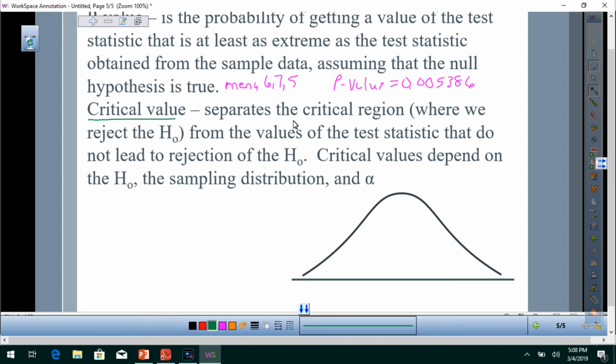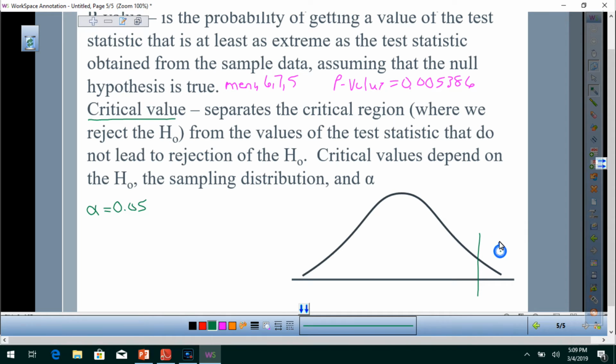The critical value separates the critical region, where we reject the null hypothesis, from the values of the test statistic that do not lead to the rejection of the null hypothesis. Critical values depend on the null hypothesis, the sampling distribution, and alpha. So how do we find the critical value? Well, we need to know what alpha is, and in this case we'll use 0.05.